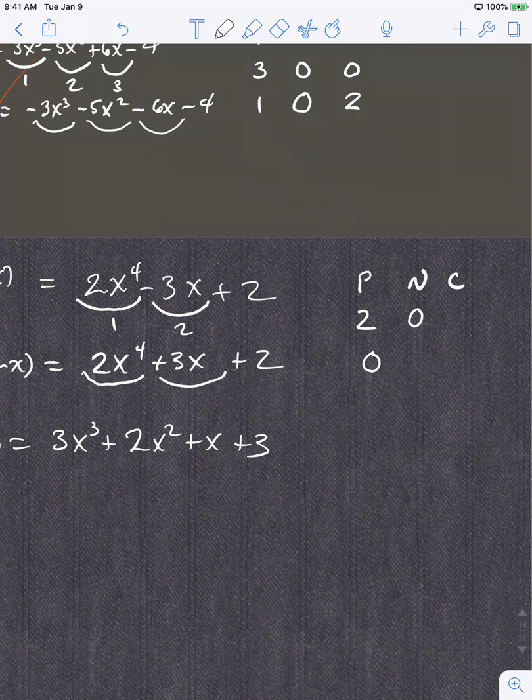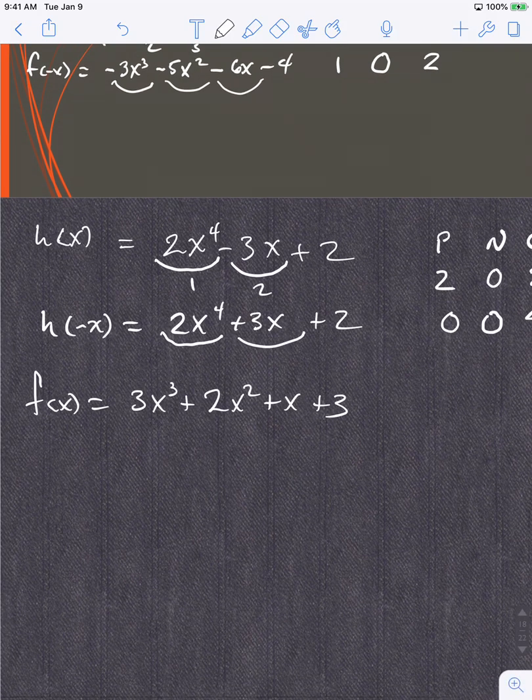So that means for the first case, 2 of them could be positive, and that would leave 2 more in the complex to make a complex conjugate set. And then since we still know that there are no negatives, then we could say that there are 4 complex roots, maybe 2 pair of complex conjugates. So that's for h of x.